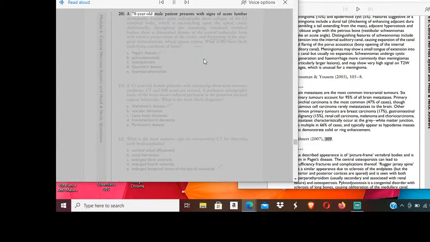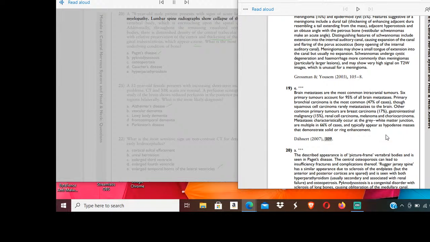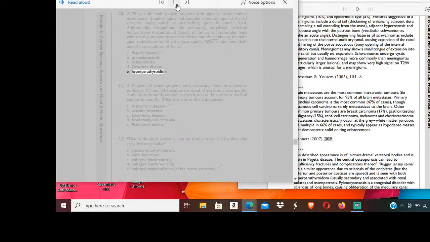A 78-year-old male patient presents with signs of acute lumbar myelopathy. Lumbar spine radiographs show collapse of the L3 vertebral body, which is encroaching upon the spinal canal. Additionally, throughout the remaining visualized vertebral bodies, there is diminished density of the central trabecular bone with relative preservation of the cortex and thickening of the marginal trabeculations, which appear coarse. What is the most likely underlying condition of bone? A. Paget's disease. B. Pycnodysostosis. C. Osteopetrosis. D. Gaucher's disease. E. Hyperparathyroidism.